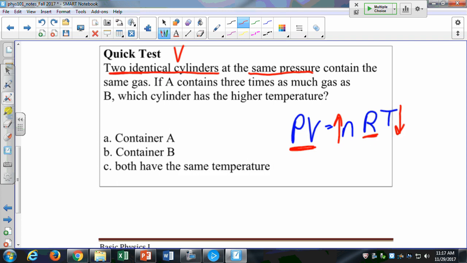You can think about it this way, that if I have more gas in this container, it's just not going to be able to move around as much, right? And so if it doesn't move around as much, that means it has less thermal energy. So it's actually the one with the lower amount of material that has the higher temperature. So the cylinder with the higher temperature is container B.